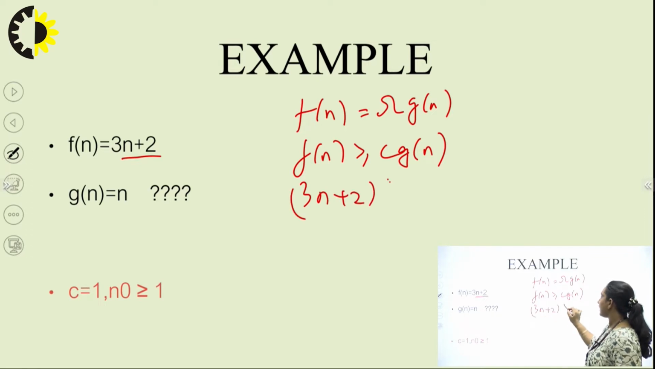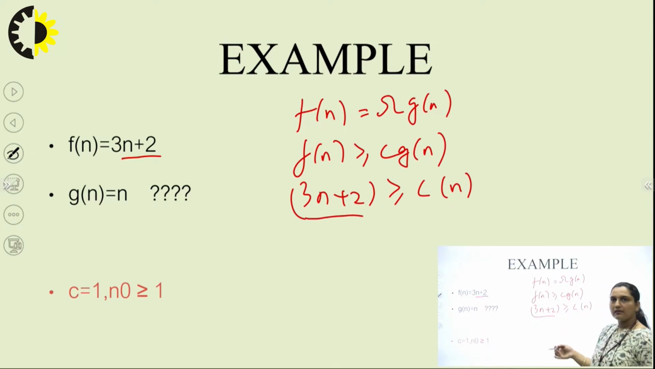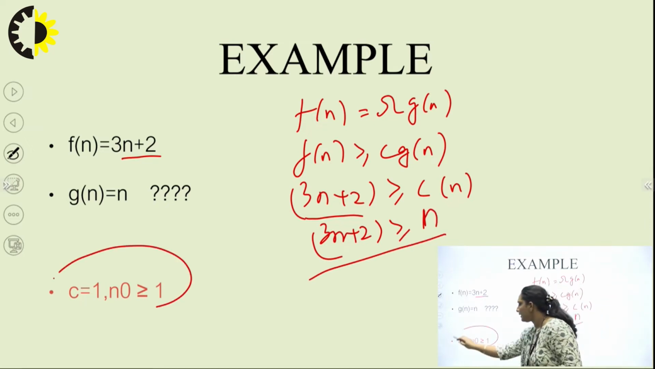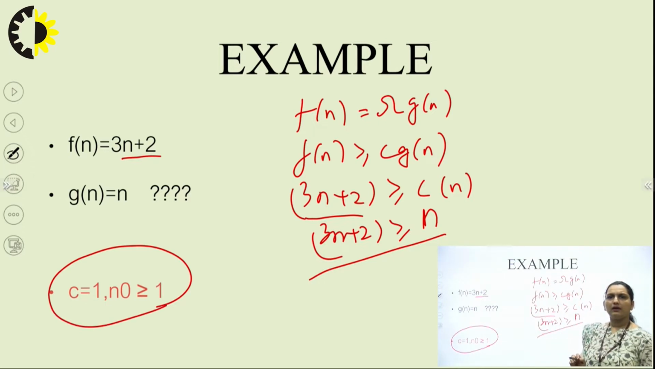We are having this, and this is C, and this is N. So this is always greater. By assuming that C equals 1 and N naught equals 1, we have a situation where N naught equals 2 is always greater than this. At this situation, we are saying that we have a function where the Fn part is always upper than the CGN part, that is at C equals 1 and N naught greater than or equal to 1.